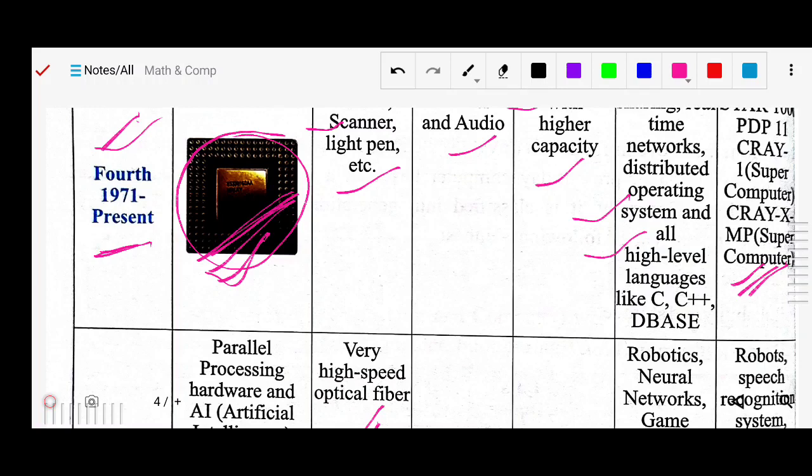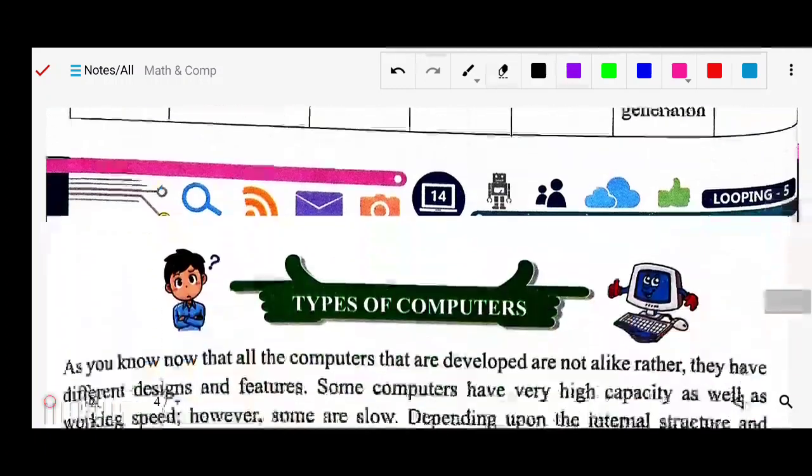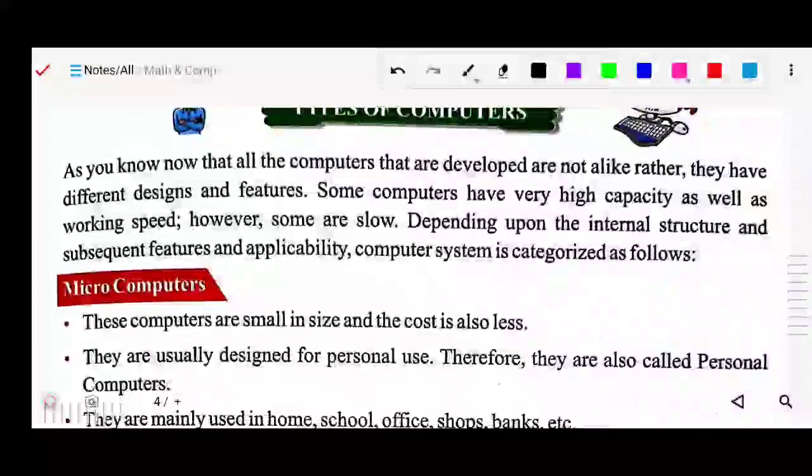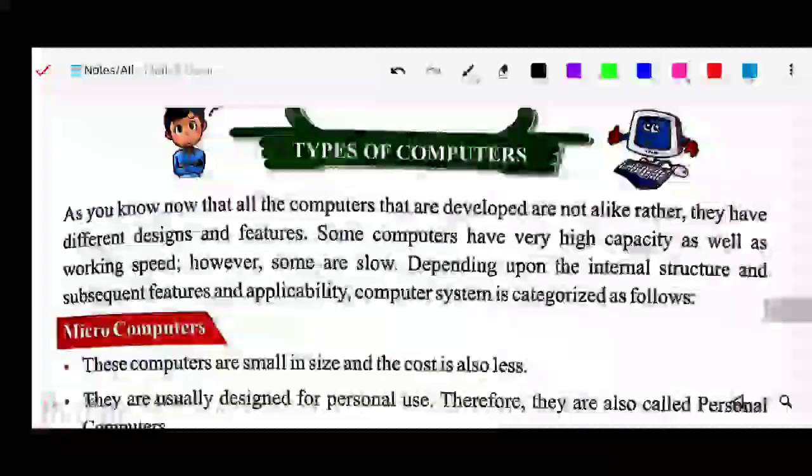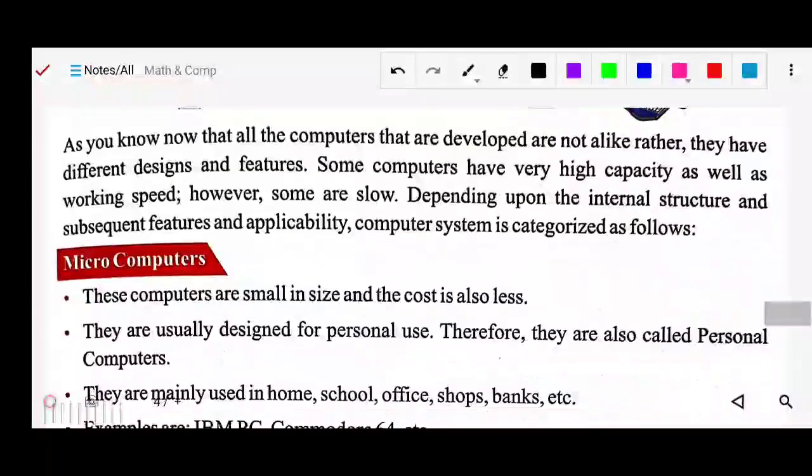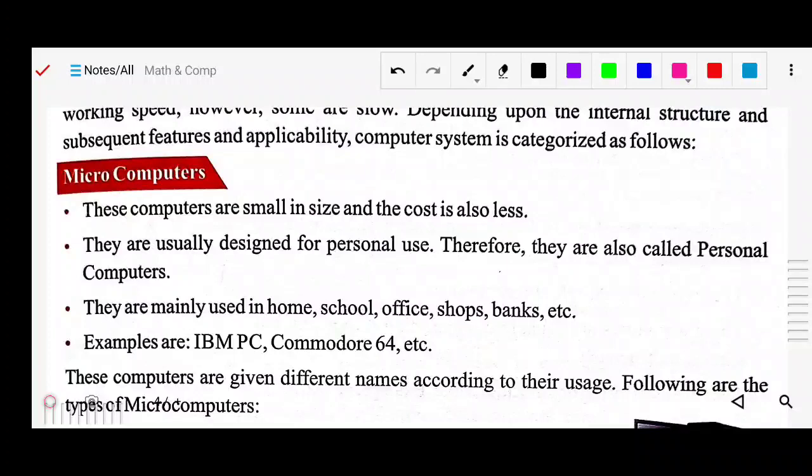Okay, now next we will see the types of computer. So what are the types of computer and how are they divided? The first type of computer is the microcomputer. What is it? Microcomputers are small in size and their cost is very less.